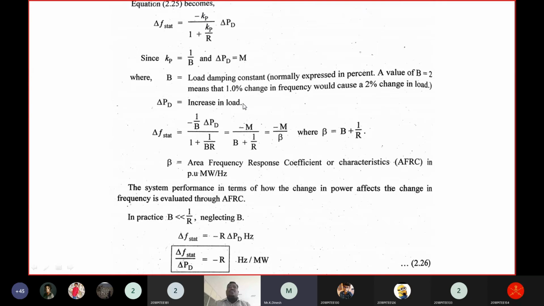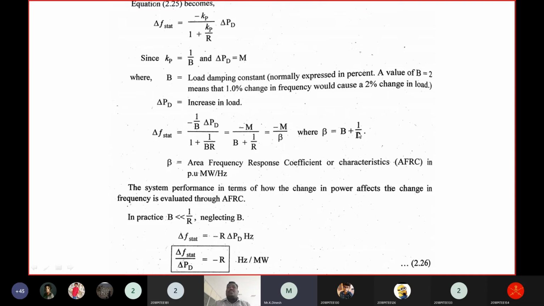Yeah, so that is replaced by M. So I am going to substitute here Kp to the minus 1 by B del PD as it is, and the 1 plus Kp by 1 by R. So now del PD minus M. So I divide both numerator and denominator by B. After dividing, I get minus M by B plus 1 by R.